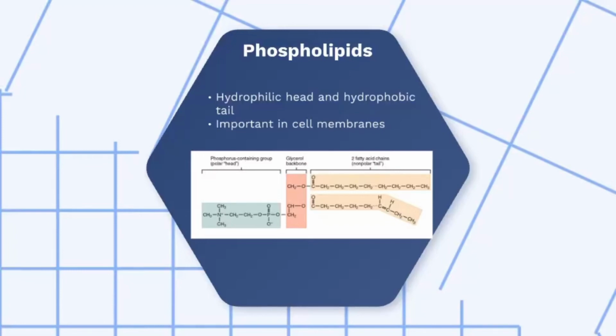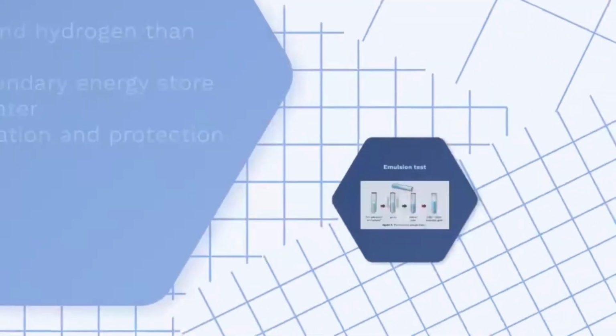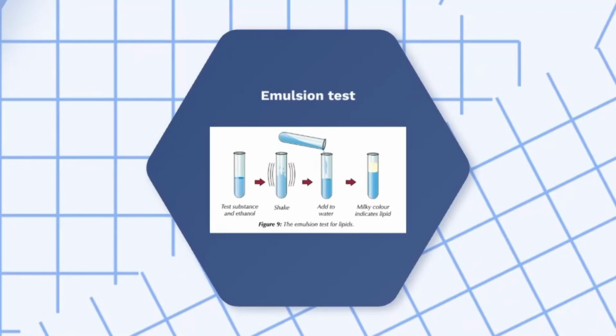The important test for lipids is the emulsion test. In this test, you mix your solution with ethanol and you add an equal volume of distilled water. If a milky white emulsion forms, then the test substance contains lipids.